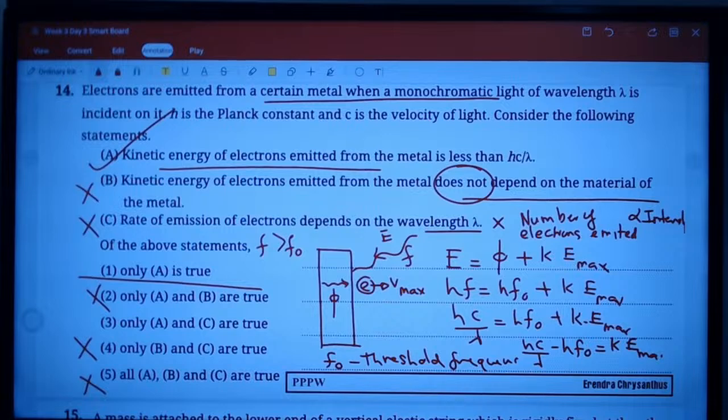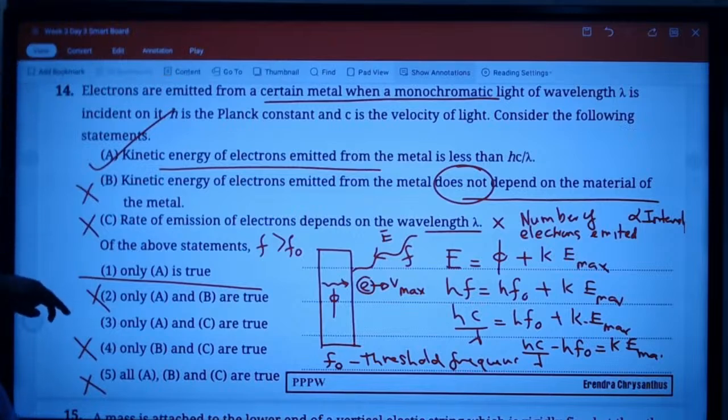So number of electrons emitted depends on the intensity of light, right there. Write down the reasons, then quickly we can move on.